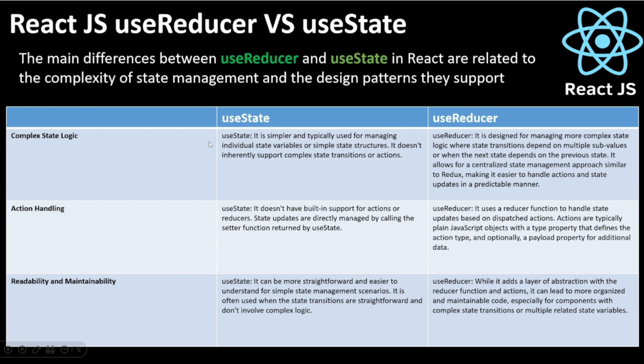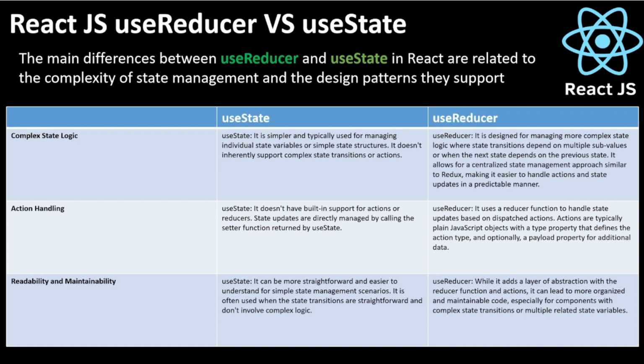Complex state logic. useState is simpler and typically used for managing individual state variables or simple state structures. It does not inherently support complex state transitions or actions. That's what I mentioned, it does not support complex state transitions or actions. useState is simple. You can keep in mind a string, a number, a single value, a simple array, simple objects, and these kinds of things. It will not support a reducer. Writing a lot of reducers, dispatch and actions is not going to happen in useState.